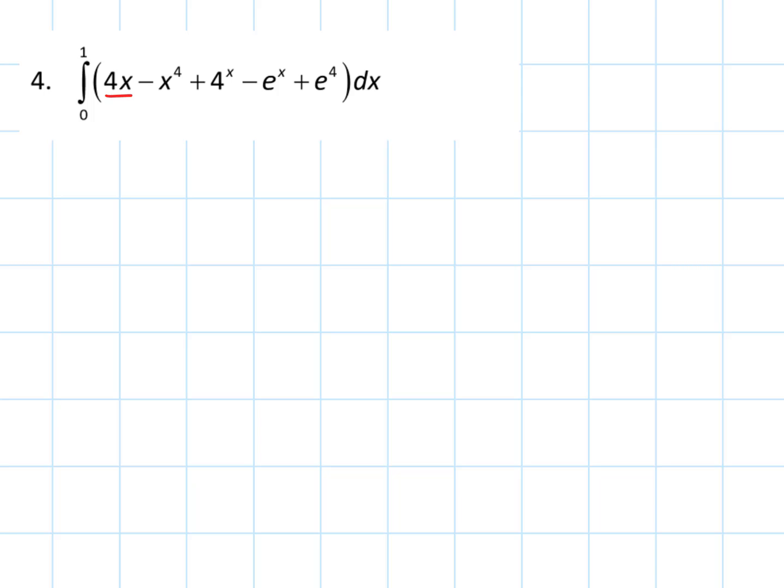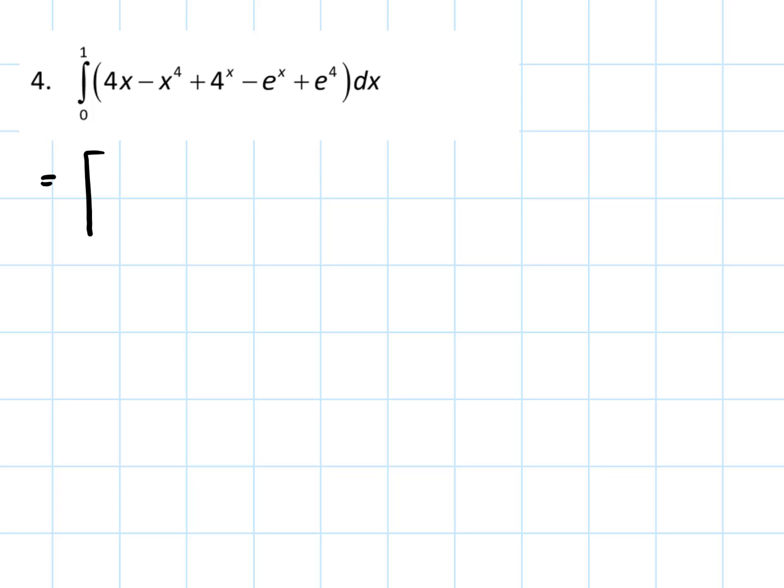Keeping in mind that we need to be clear about what we're working with. We've got 4x to the first, that is a power function. X to the fourth, power function. 4 to the x, exponential. E to the x, exponential. E to the fourth, constant. As we go through these, it might happen kind of quickly.